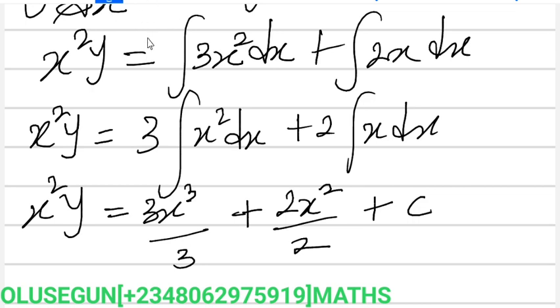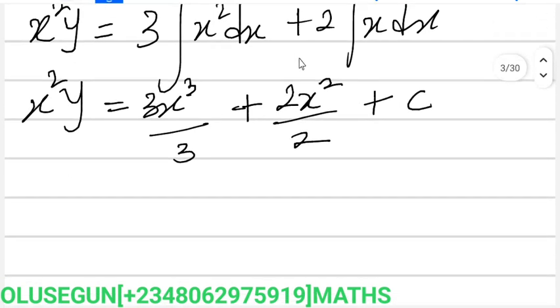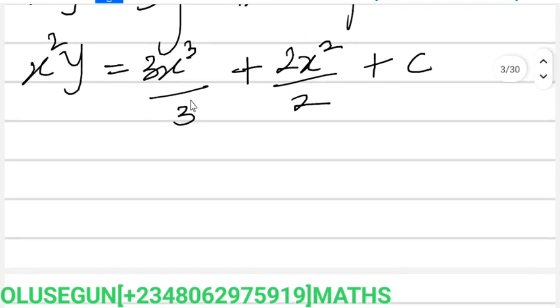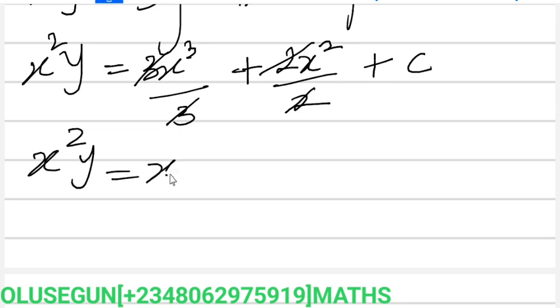Since you're able to have gotten this, let's try to divide through and see what is happening. The 3 will cancel 3, 2 will cancel 2. So here we have x squared y is equal to x cubed plus x squared plus c. But our question is to find the value of y. How do we find the value of y?